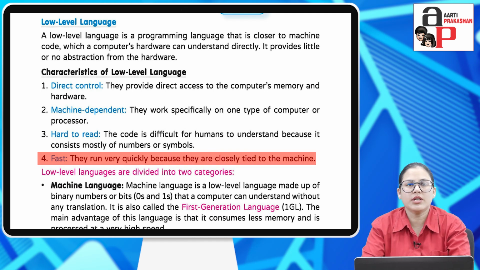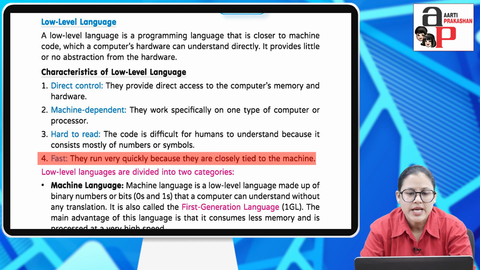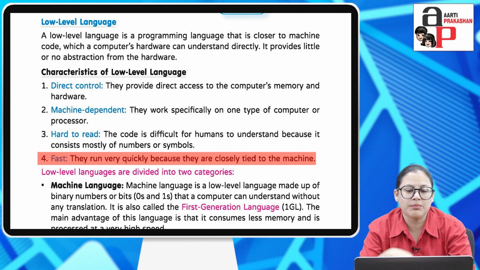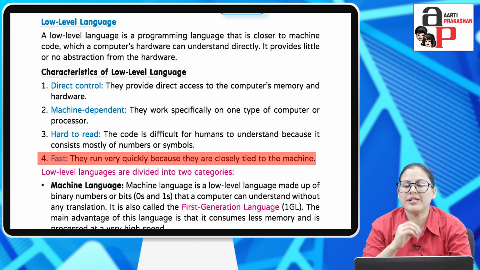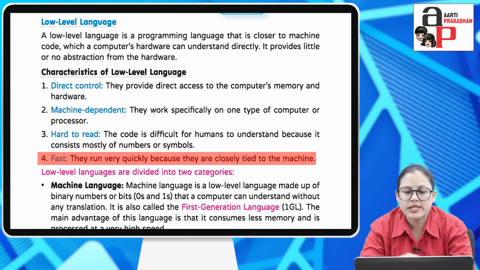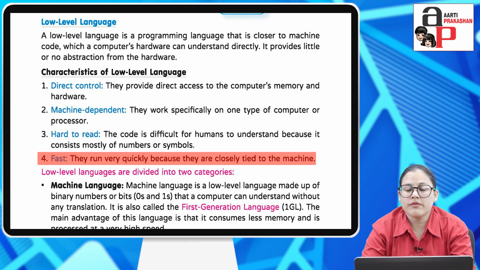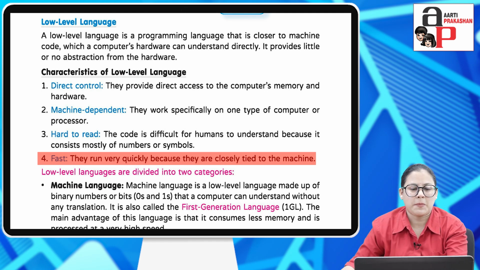So what are the characteristics of low level language? First, they directly provide access to the computer's memory and hardware. Also, they are machine dependent. But the code here is difficult for humans to understand because it consists mostly of numbers or symbols. And they run very quickly, right?